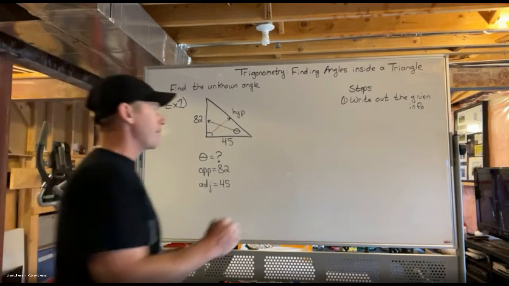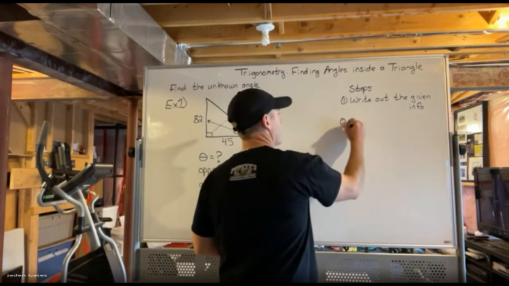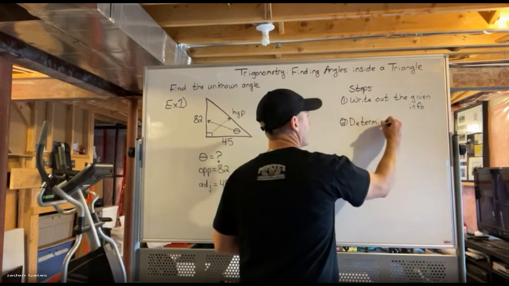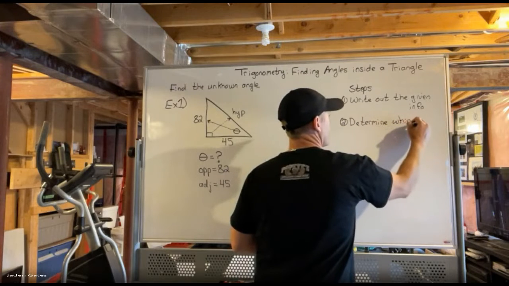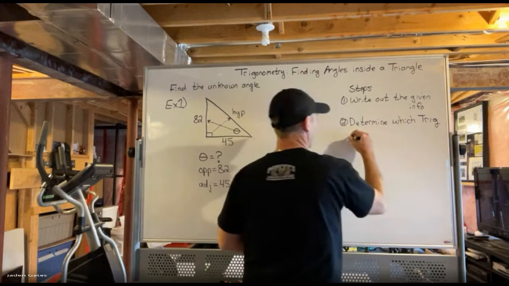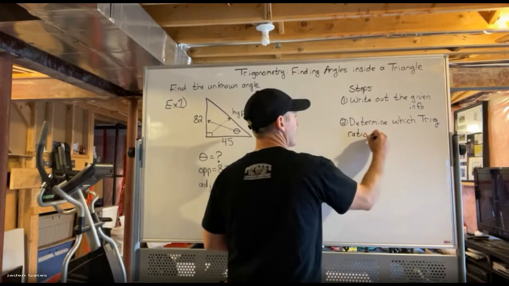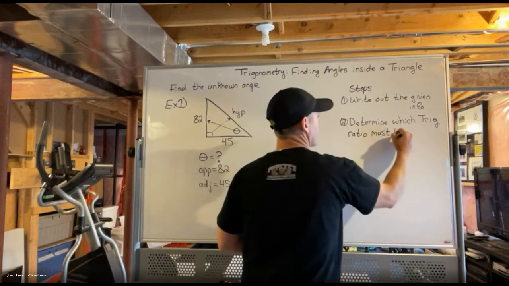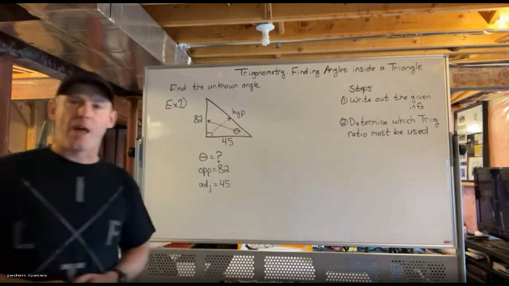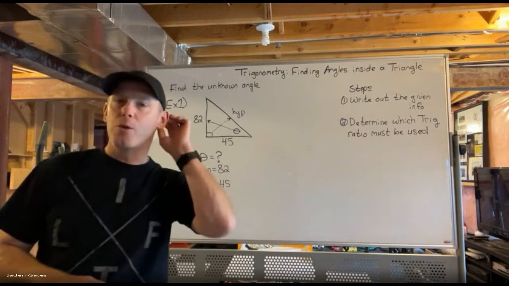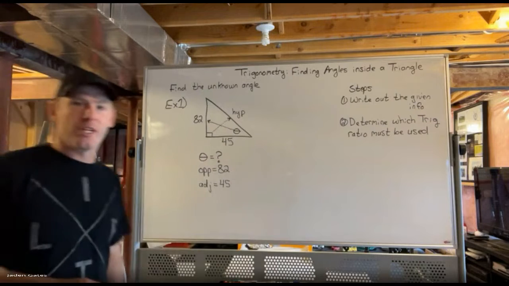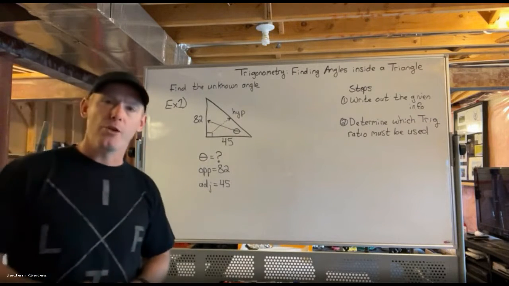Now, the second step is, as it was before, determine which trig ratio must be used. Again, I can't stress that enough, that must. You do not get to pick which one you want to use out of sine, cos, and tan. The given information tells you which one you have to use.